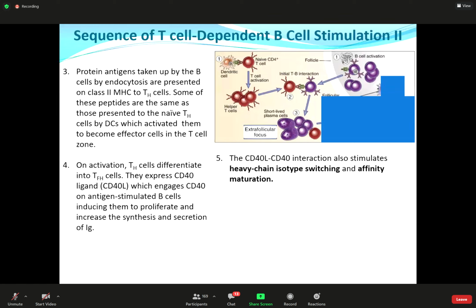In the B cell context, why we know this is important is that certain individuals are born with a mutation where they can't express a functional CD40 ligand. And what we see in these patients is that they can only make IgM antibody. So this reflects the importance of this ligand receptor to induce isotype switching from IgM into the other types of antibodies.